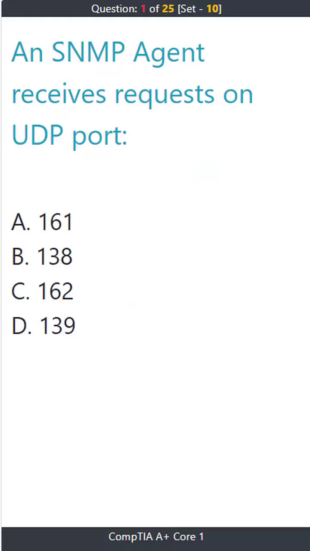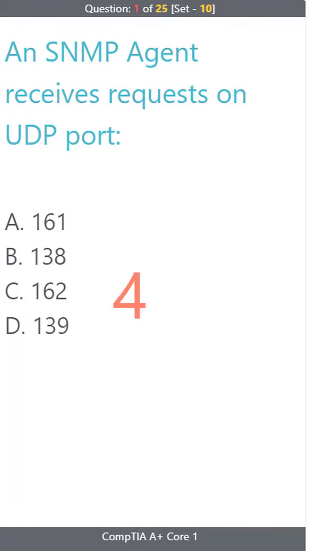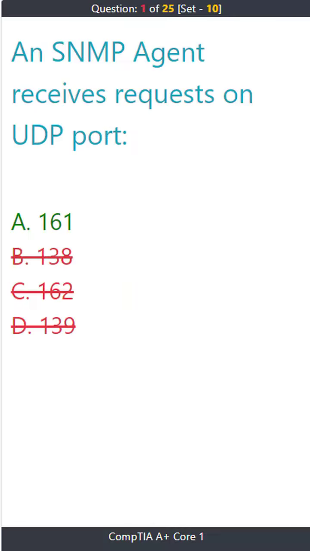Question 1. An SNMP agent receives requests on UDP port A. 161, B. 138, C. 162, D. 139. The correct answer is A. 161.